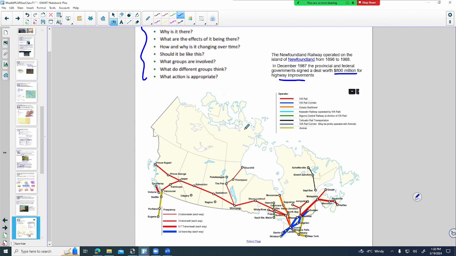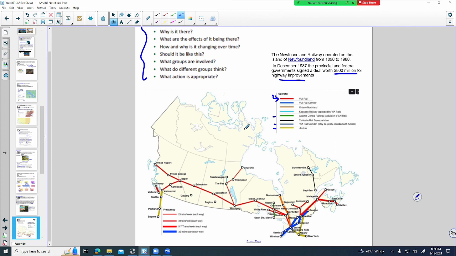So you can see the red is Via Rail, the blue is Via Rail Corridor, the orange is Ontario Northland, the green is Keewatin Railway operated by Via Rail. You have the green, which is Algoma Central Railway, which is also a division of CN Rail. Then you have the Keewatin Rail Transportation. The blue is Via Rail Corridor. And then you have Amtrak, which is green.